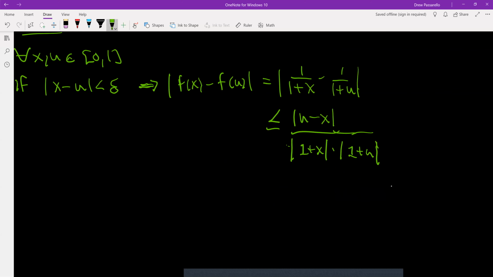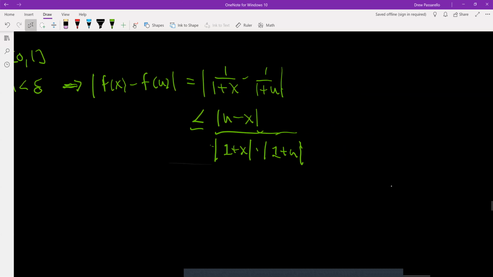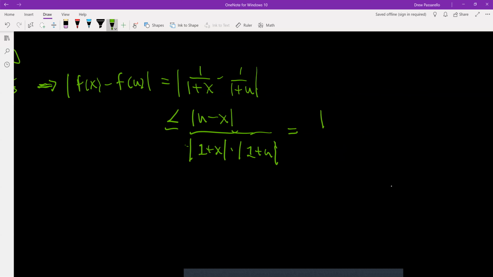Okay, and we know each one of these, 1 plus x and 1 plus u, since we have it as, maybe it might help to write it like the following. So this is actually equal to, yeah, I'm going to write it like this. So this would be less than or equal to the absolute value of u minus x times 1 over x plus 1 times 1 over u plus 1.